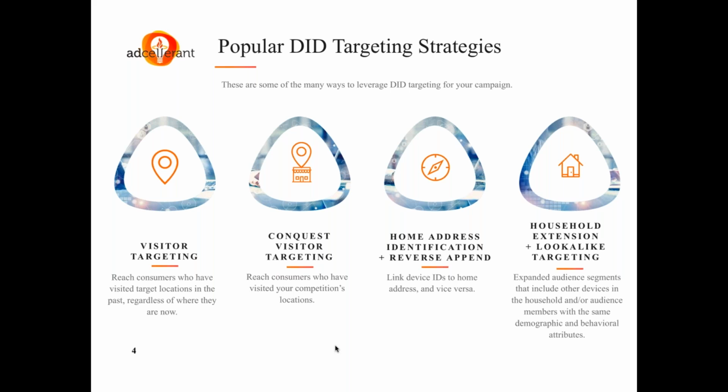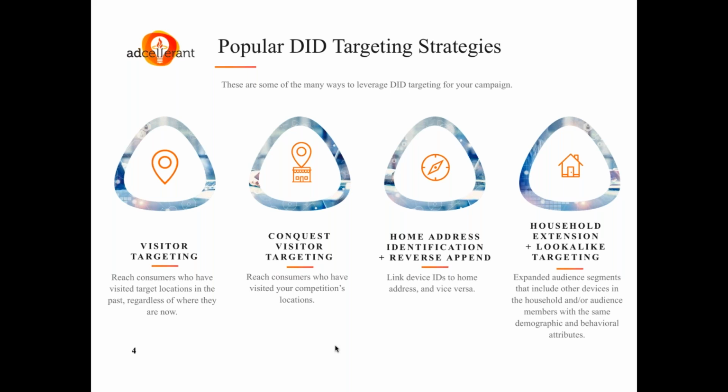We also have conquest visitor targeting. Again, this is leveraged in our world all the time, but it's a great way to offer this opportunity to those advertisers that are very conscious of conquest and competitive targeting. We also have home address identification and reverse append. This is again the comparable product for IP targeting and obviously has a much different wholesale cost at $8 versus the $11 that it's at currently.